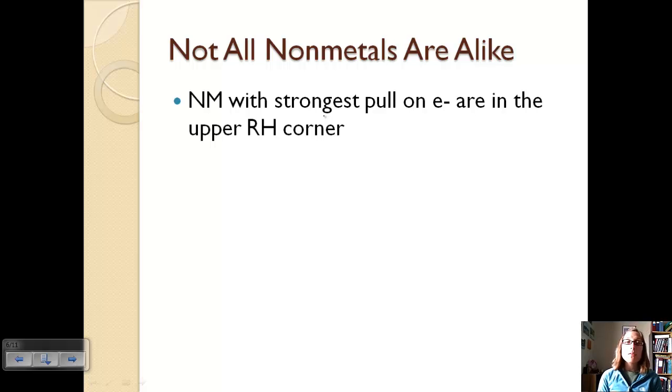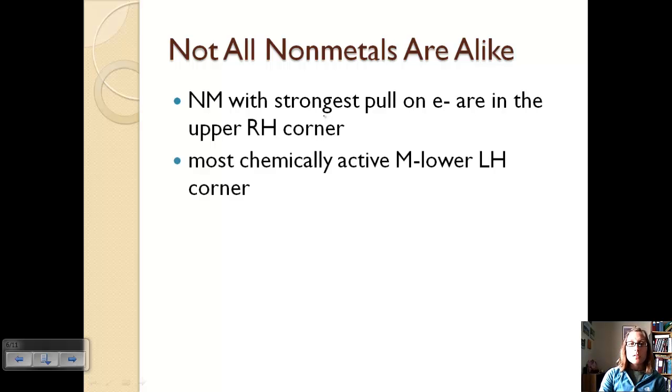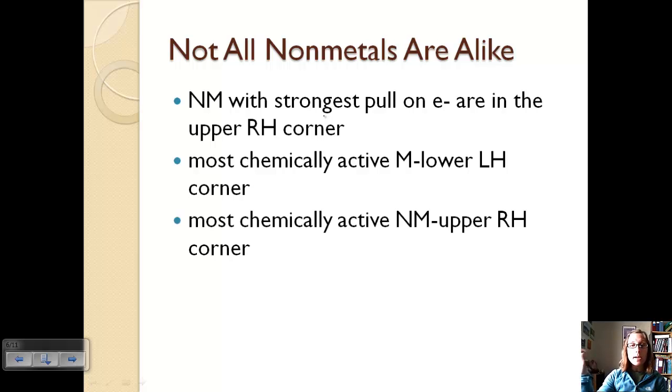Okay, well, not all nonmetals are alike either. Nonmetals with the strongest pull on electrons are in the upper right-hand corner. So the most chemically active metals are the lower left-hand corner, like cesium, because it easily loses its electrons, and nonmetals are in the upper right-hand corner, so they're kind of on opposite ends.